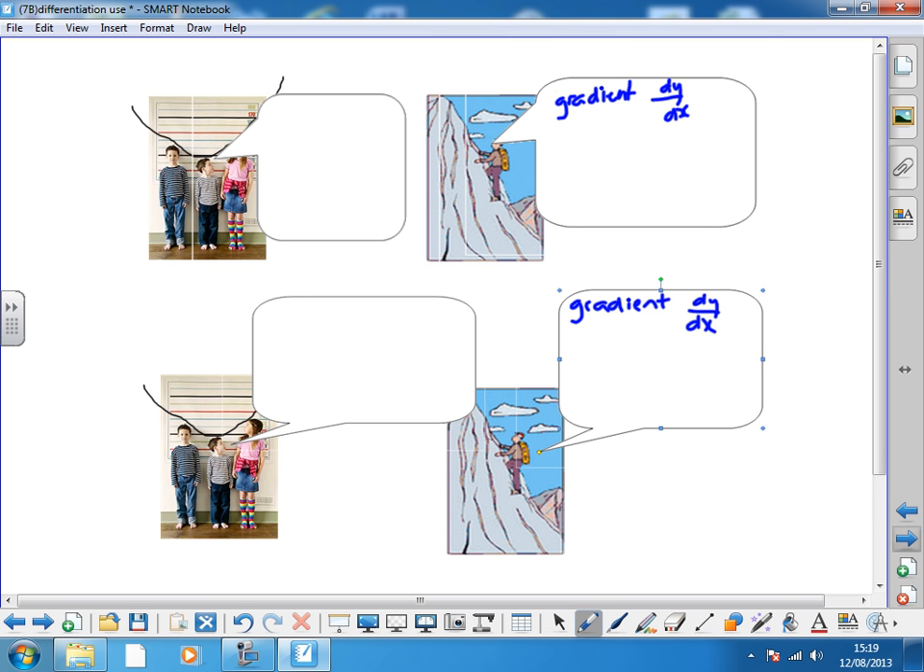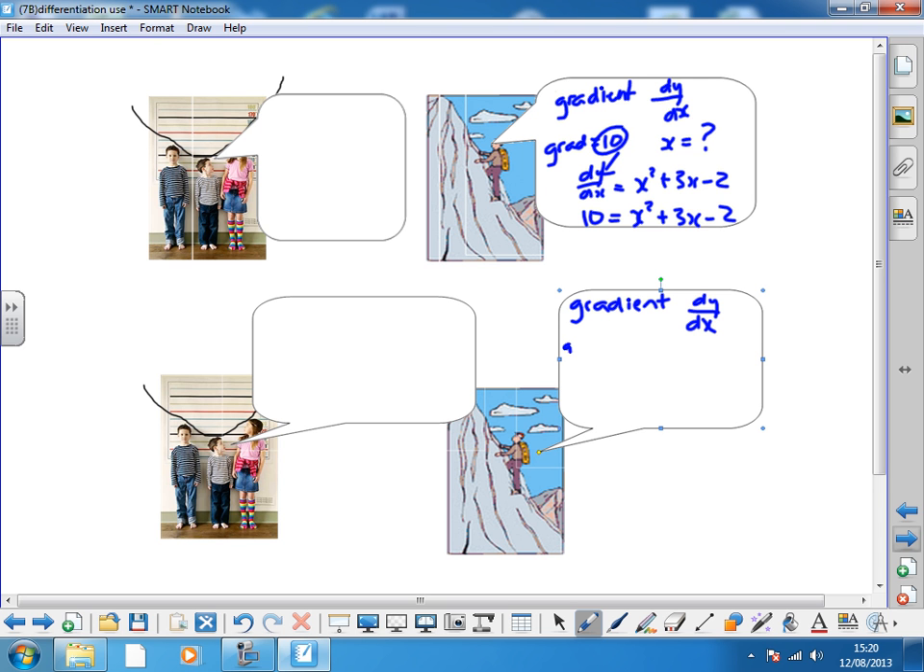Now, you might know what the steepness is. You might know that the gradient is 10, but you don't know what x is. In which case, you take your dy by dx equals, I'll make it up, that, and you take your 10 and you substitute it in there, because you know what that is. And then you solve that equation.